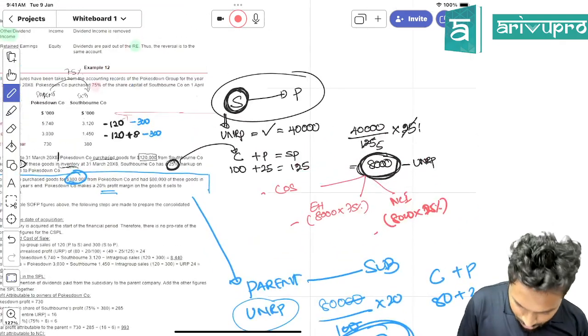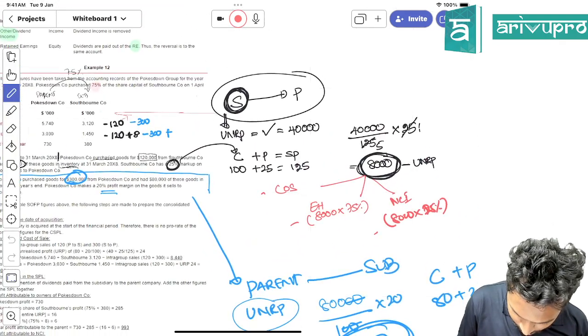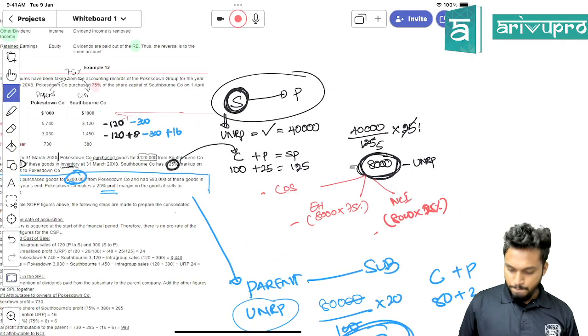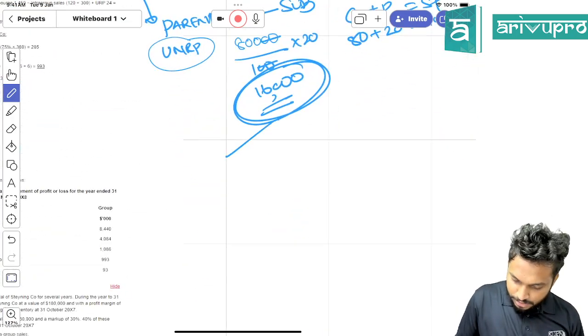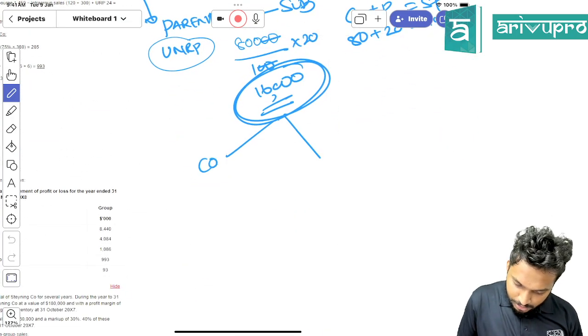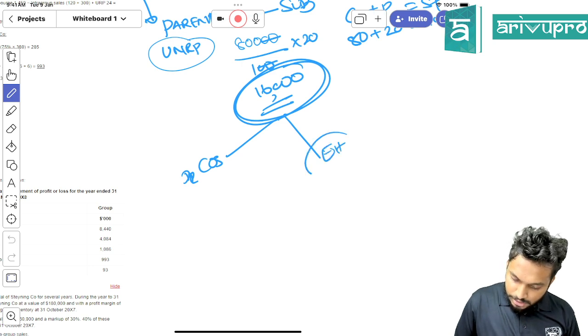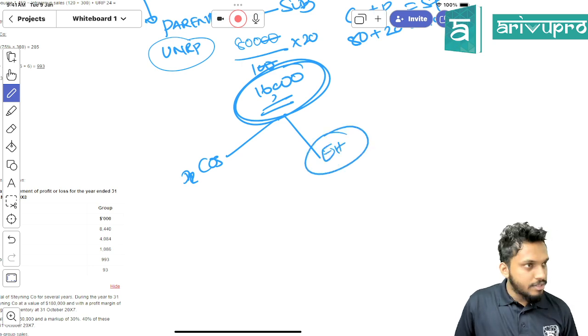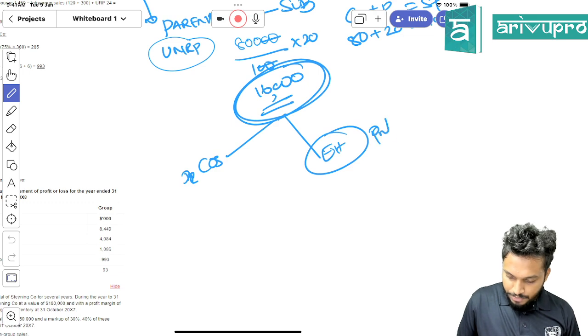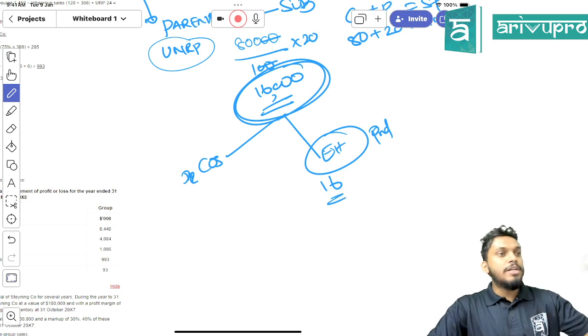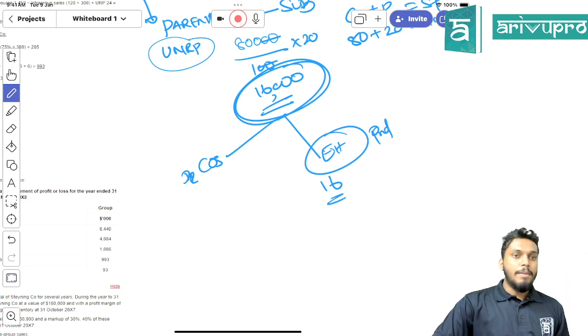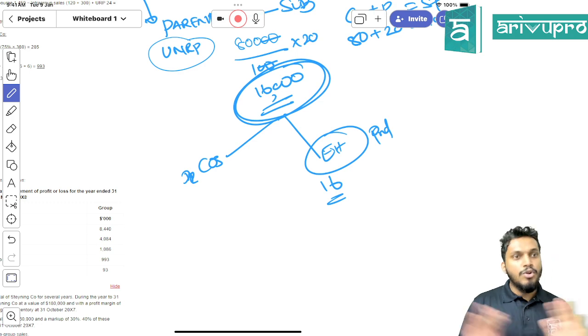So without any fear, add back to your cost of sales 16,000. So what should be the double entry for this? Your cost of sales debited, because you are reducing it, and your equity holders' share of profits, you need to reduce it by 16,000. Will you do a split between the parent and the subsidiary this time? No, you are not going to do it.